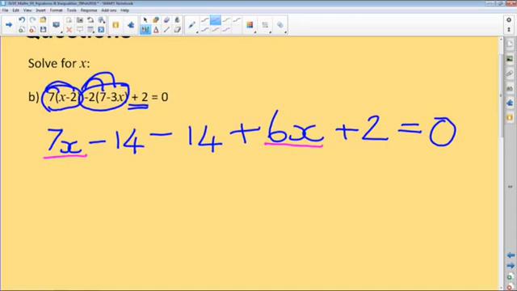What is 7x plus 6x? Well, I've got 7 of x's over there, and I'm adding 6 x's, so that will give me a total of 13x. And now, what is minus 14? Minus 14, that's going to be minus 28, plus 2 is going to be minus 26.